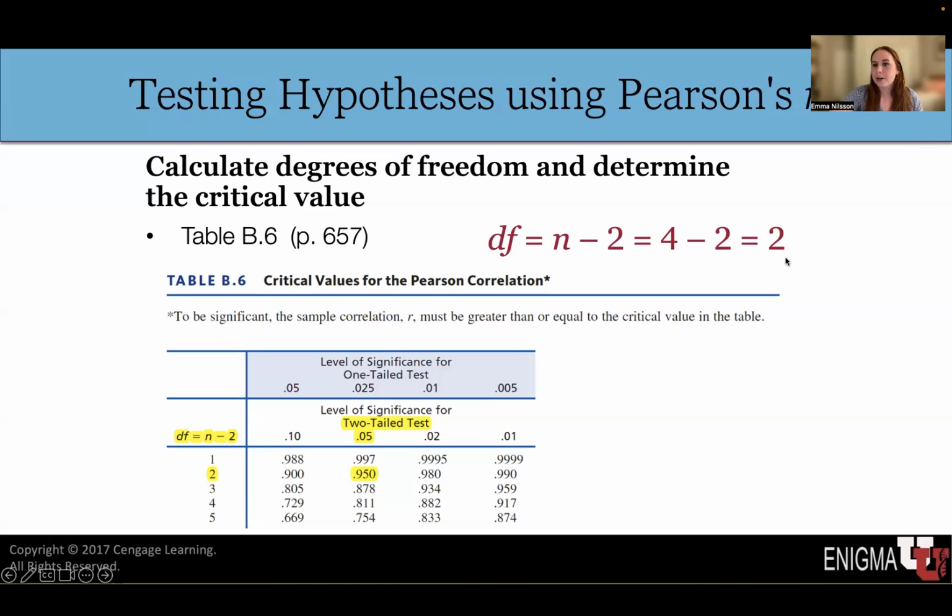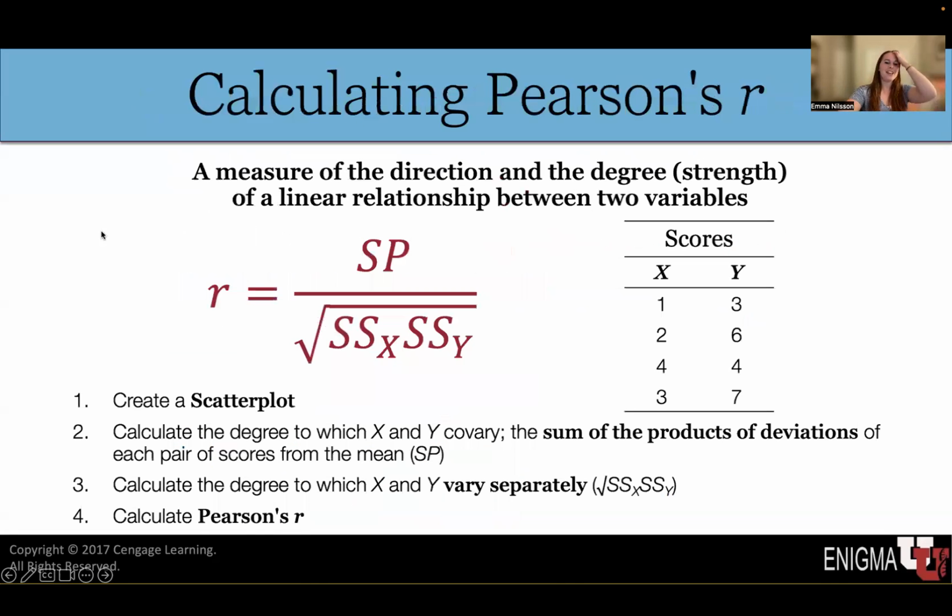Since our degrees of freedom in our example, that you'll see on the next slide, is 2, that's what we're going to use. We've set our alpha level to a two-tailed test of 0.05, which means that our critical value is going to be 0.950. Remember that number for later. So let's figure out how we calculate Pearson's R.